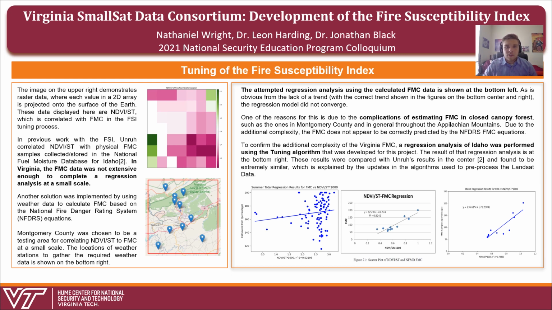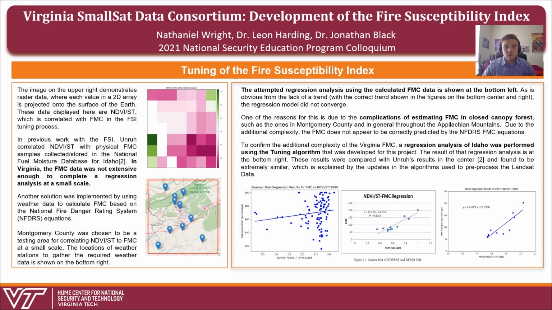The attempted regression analysis using the calculated fuel moisture content data is shown on the bottom left. As is obvious from the lack of a trend, with the correct trend shown in the figures on the bottom center and right, the regression model did not converge. One of the reasons for this is due to the complications of estimating fuel moisture content in a closed canopy forest, such as the ones in Montgomery County, and in general throughout the Appalachian Mountains. Due to the additional complexity, the fuel moisture content does not appear to be correctly predicted by the National Fire Danger Rating System fuel moisture content equations.